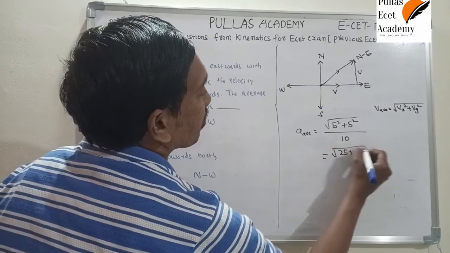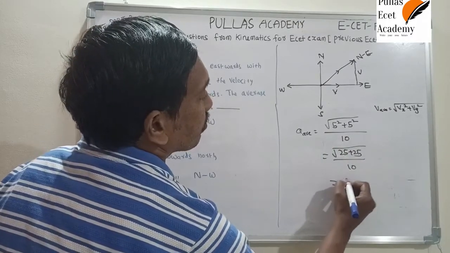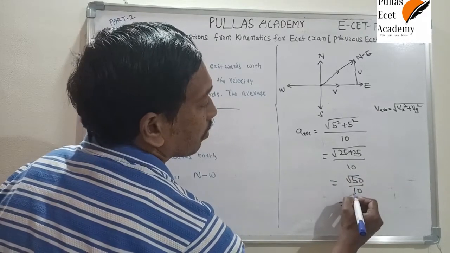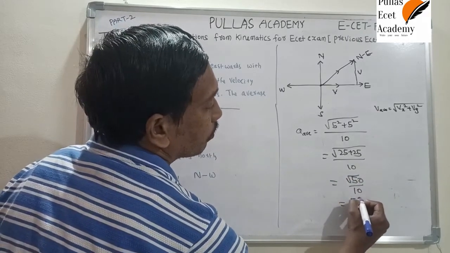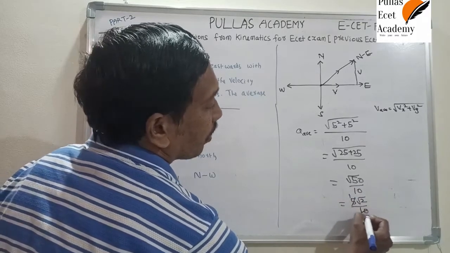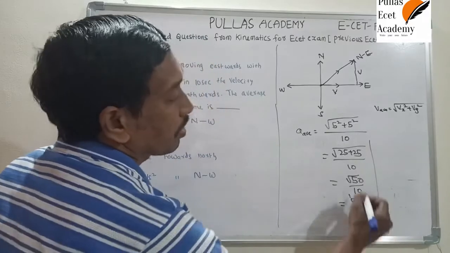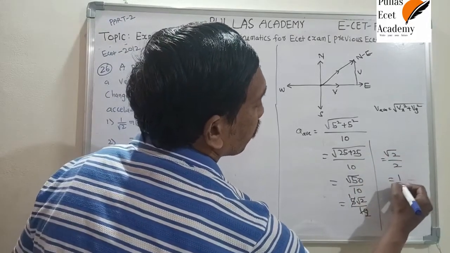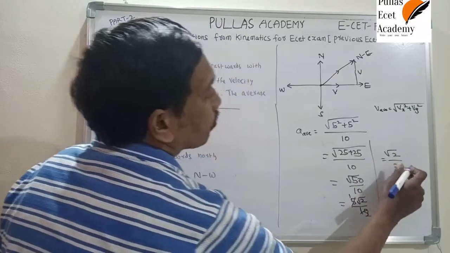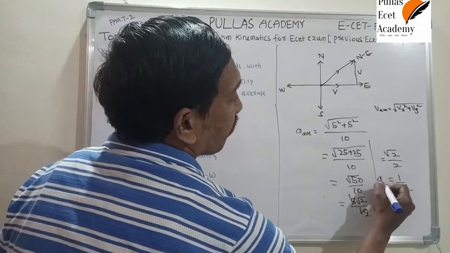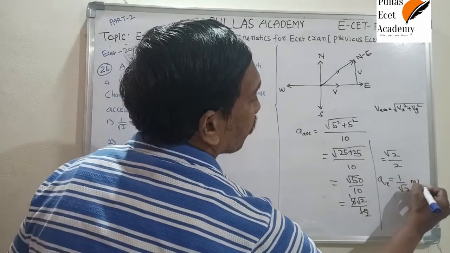So 25 plus 25 is root 50 by 10. Root 50 is 5 root 2 by 10. So 5 ones are 5, 5 twos are 10, that means root 2 by 2. The answer is root 2 by 2. Root 2 by 2 is 1 by root 2, since 2 is root 2 into root 2. One root 2 cancels, so the average acceleration is 1 by root 2 meter per second square.